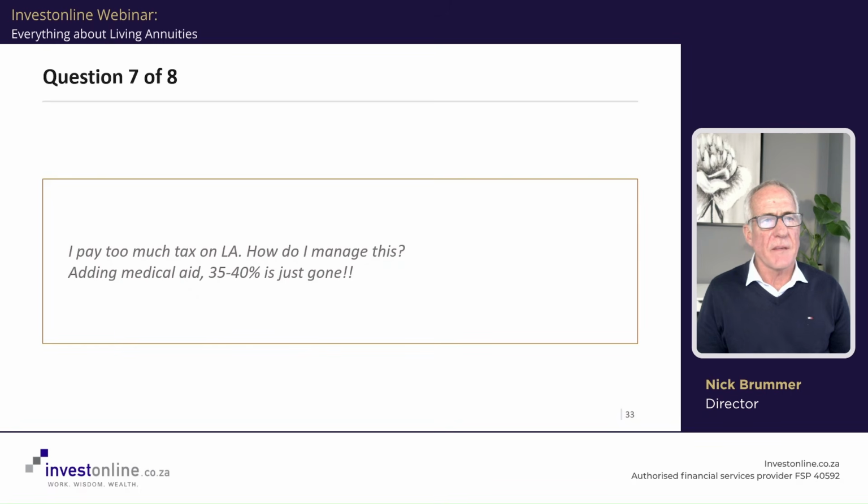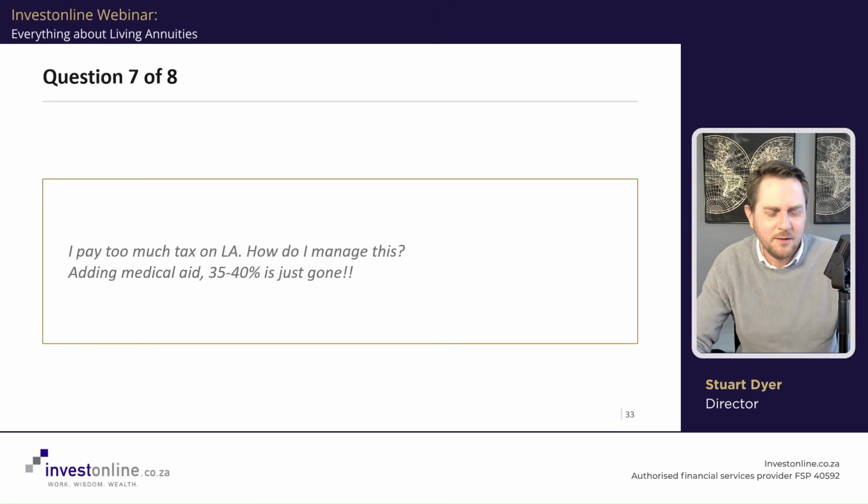Right, question 7. I pay too much tax on my living annuity. How should I manage this? And if we add in medical aid, that's 35% to 40%. It's just gone. How do we manage this tax?